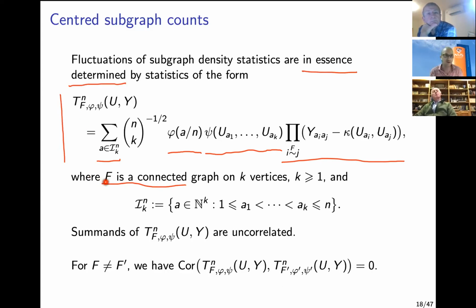So we only need to do that for F connected, essentially. Since we're looking at these ordered tuples here, even if F and F prime are isomorphic, even then they are uncorrelated, because, well, how do we see this? You can see it over here. The reason is that we are normalizing or centering by the conditional expectation. What's the conditional expectation of this given U? Well, it's 0.